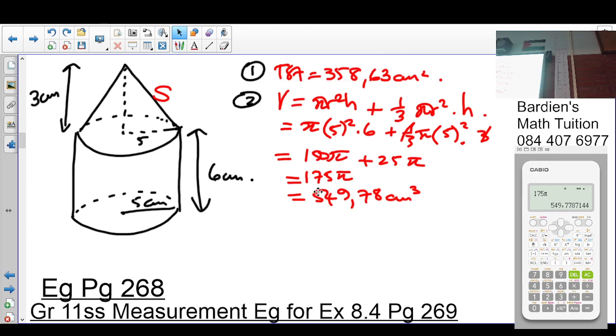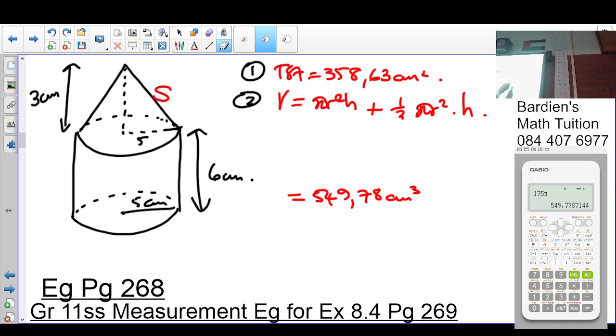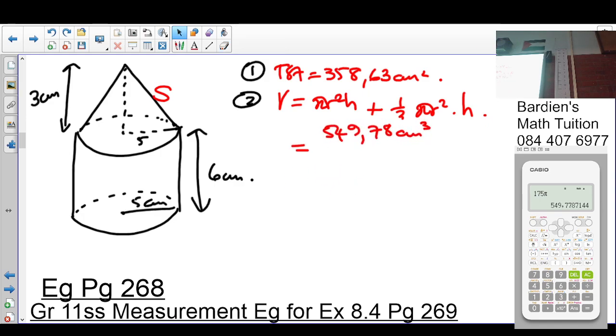So any confusion there? Fairly simple, no? Right, let's look at number 3 now. This question says this figure is increased by a scale factor of 3. So now we're going to let K be 3. Calculate the outer surface area of the new figure.